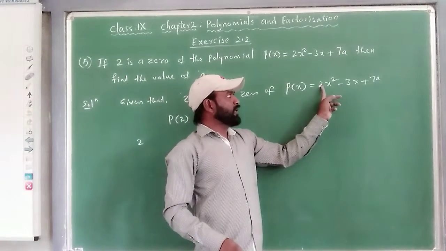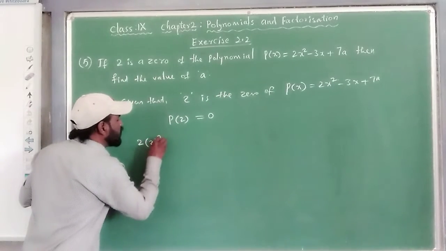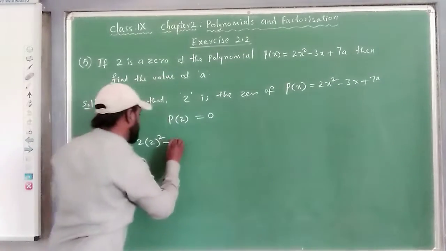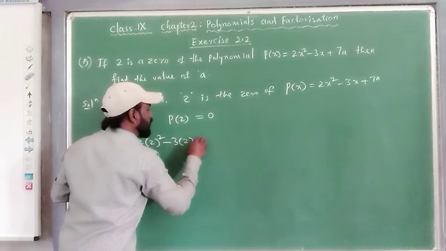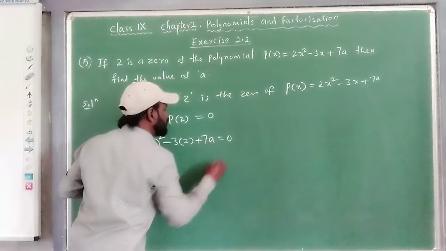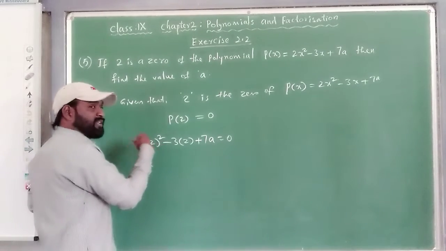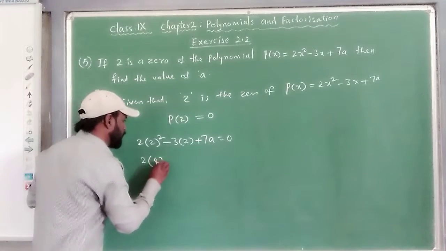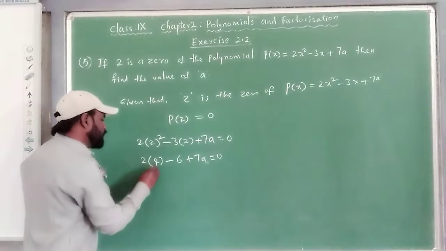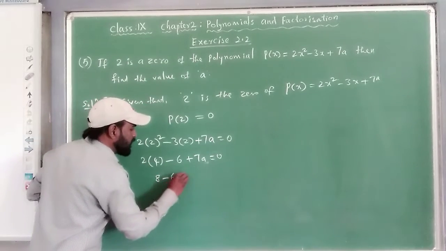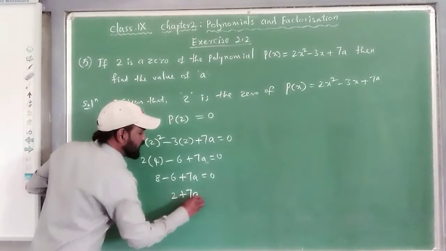See, 2 into x square. x means what? 2. So 2 into 2 whole square minus 3 into, in place of x, you have to substitute what? 2, plus 7a is equal to 0. Now go for the simplification. Here 2 into 2 square means 2 into 2 two times. That is 4, minus 3 into 2 is 6, plus 7a. Now 2 fours are 8, minus 6 plus 7a. Now 8 minus 6 is how much? 2 plus 7a is equal to 0.